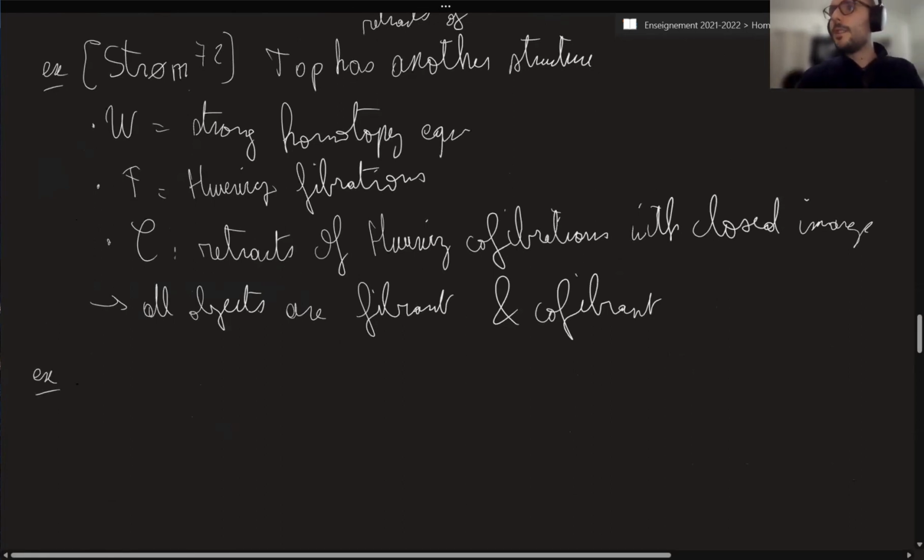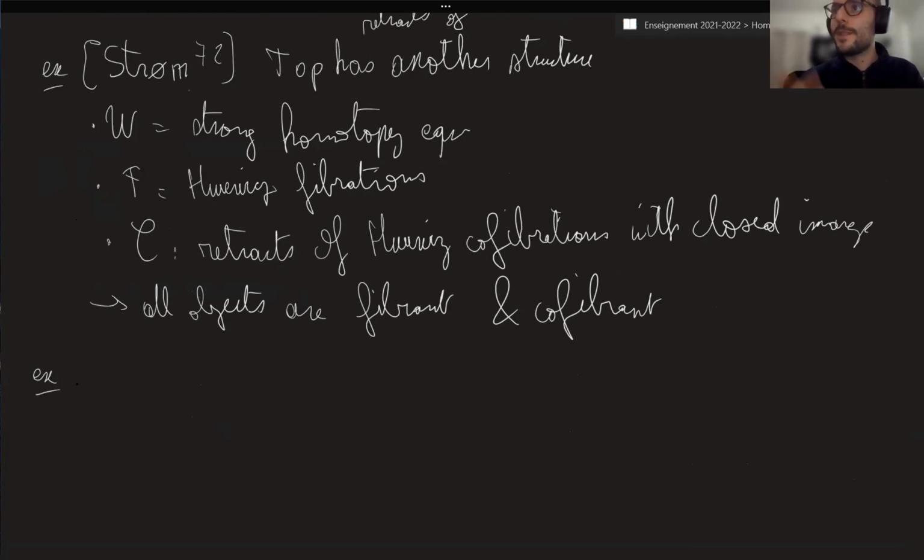And again, it's quite difficult to actually prove that this is a model structure. Because imagine you take a random continuous map, you have to factorize it as a cofibration followed by an acyclic fibration. And so you can try to say, okay, I will take the path space construction or the cylinder construction. But in some cases, it won't work. If your space is really awful, this construction will not work. So it's quite tricky.